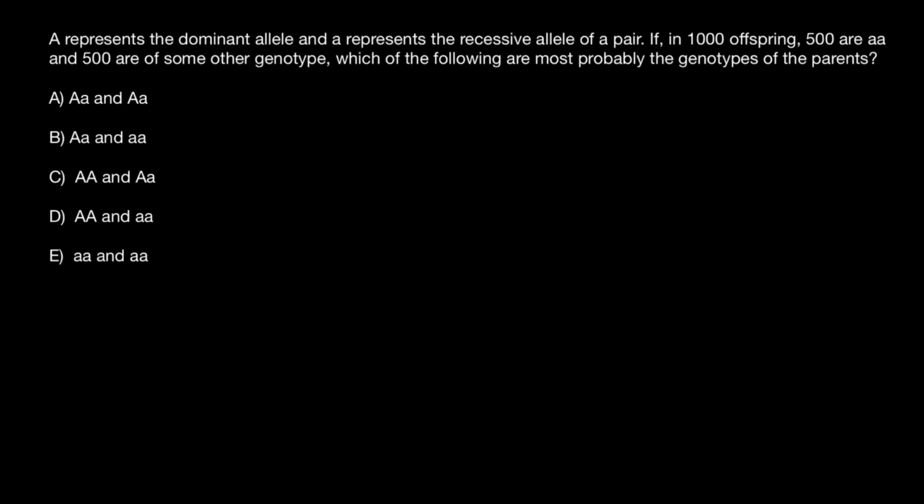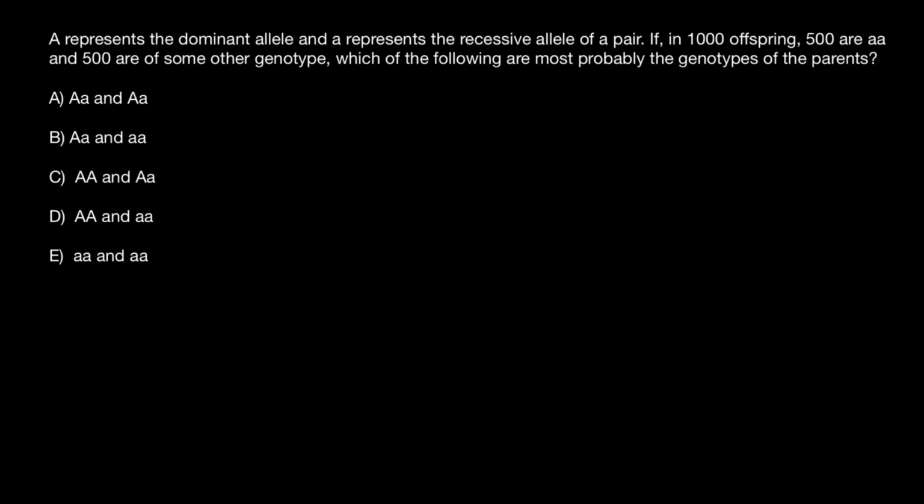Hello and welcome to Nikolay's genetics lessons, and today's problem is: capital A represents the dominant allele and lowercase a represents the recessive allele of a pair. If in 1000 offspring, 500 are homozygous recessive and 500 are of the same other genotype, which of the following are the most probable genotypes of the parents?